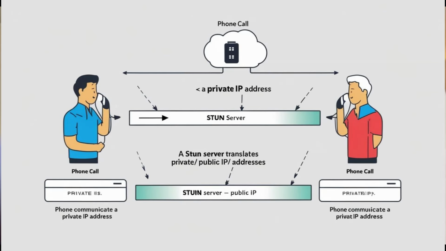Okay, now user B is also going to do the same thing. User B is going to send the private IP to the STUN server, and once both the users have their public IPs, then they will be able to connect with each other. Then they will be able to establish a connection.